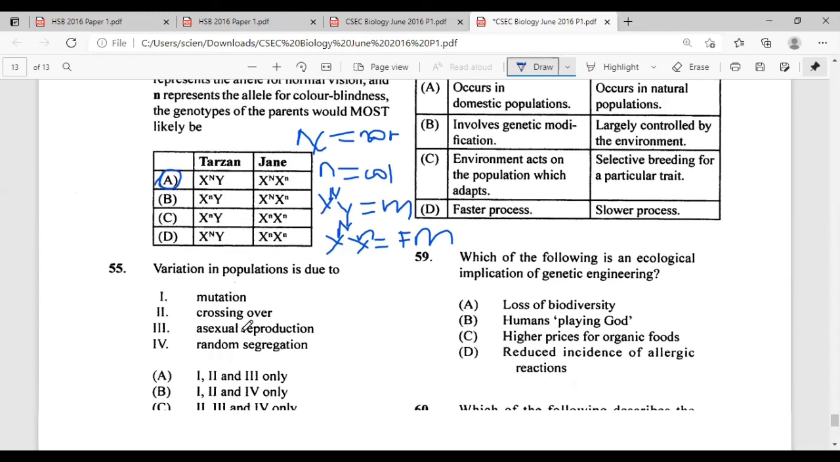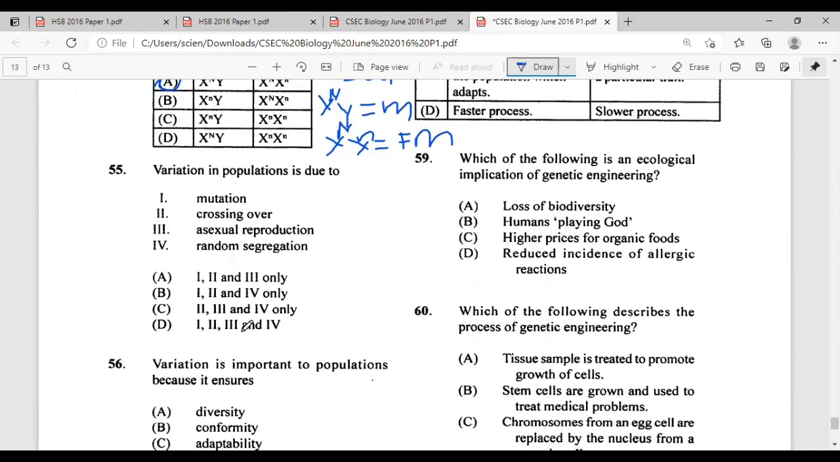Question 55. Variation in population is due to 1, mutation, 2, crossing over, 3, asexual reproduction, 4, random segregation. So the answer would definitely exclude asexual reproduction. There is no variation in asexual reproduction. So 3 is out of it. So everything with 3 is out of it, which is all the answers except B. So the answer is B.